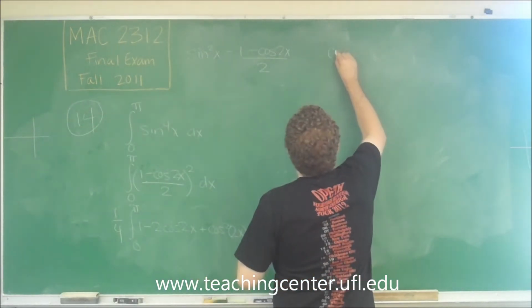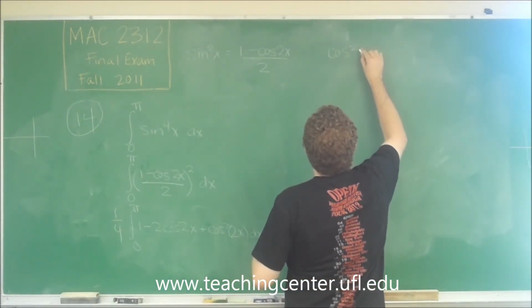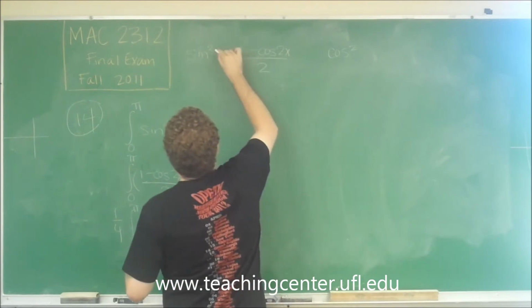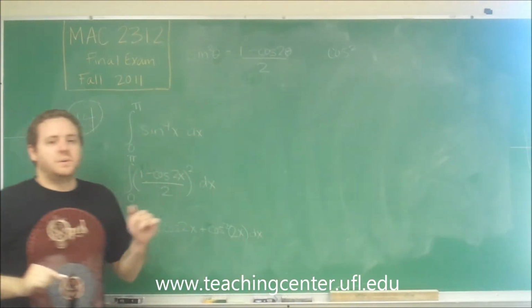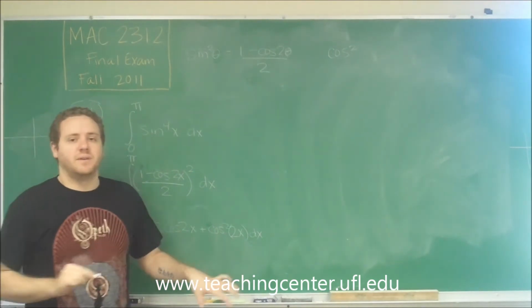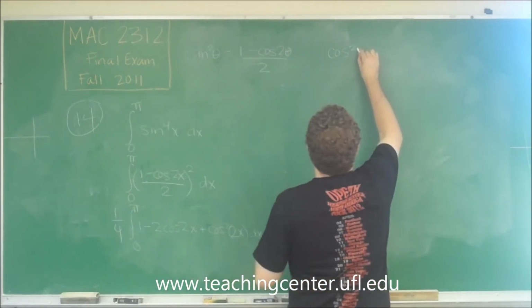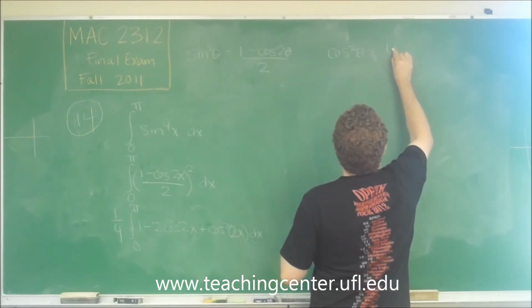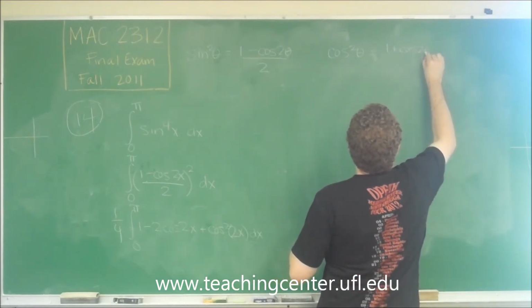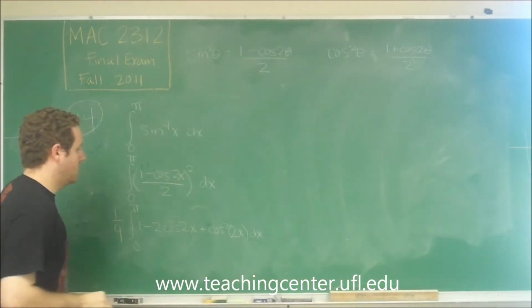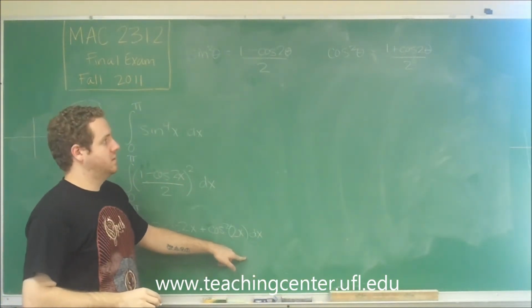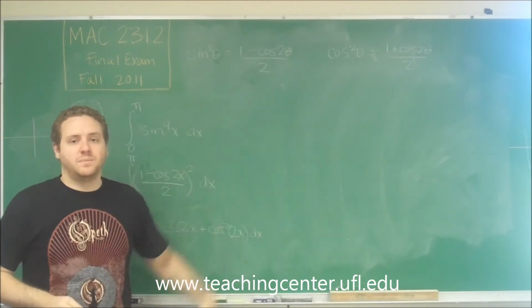So we also have the formula that cosine squared of theta is equal to 1 plus cosine 2 theta over 2. I'm writing those formulas as theta because we don't necessarily just have x in these. So we have 2x, so that's going to end up giving us a 4x.